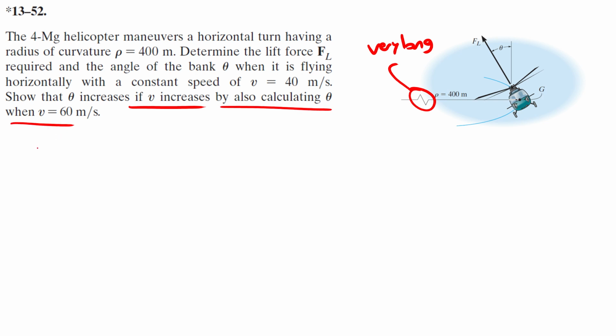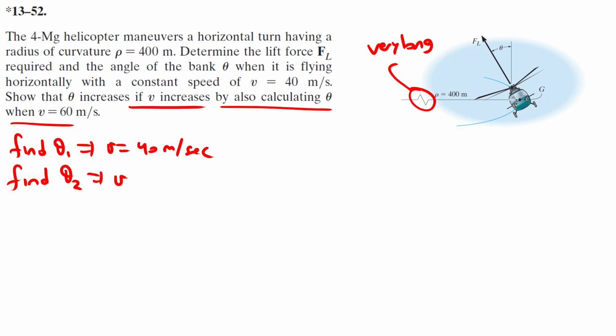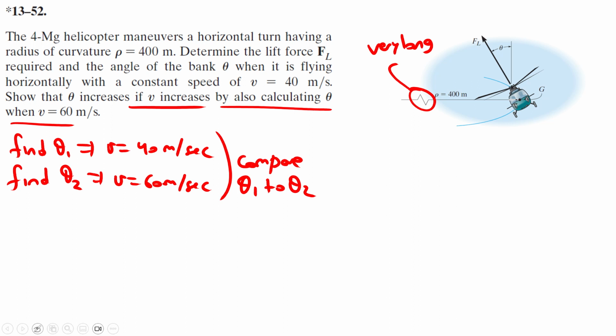So what it means is: find theta when v is 40 meters per second, let's say theta 1, and then find theta 2 when v is 60 meters per second, and then compare theta 1 to theta 2. Okay, this is what the question says.